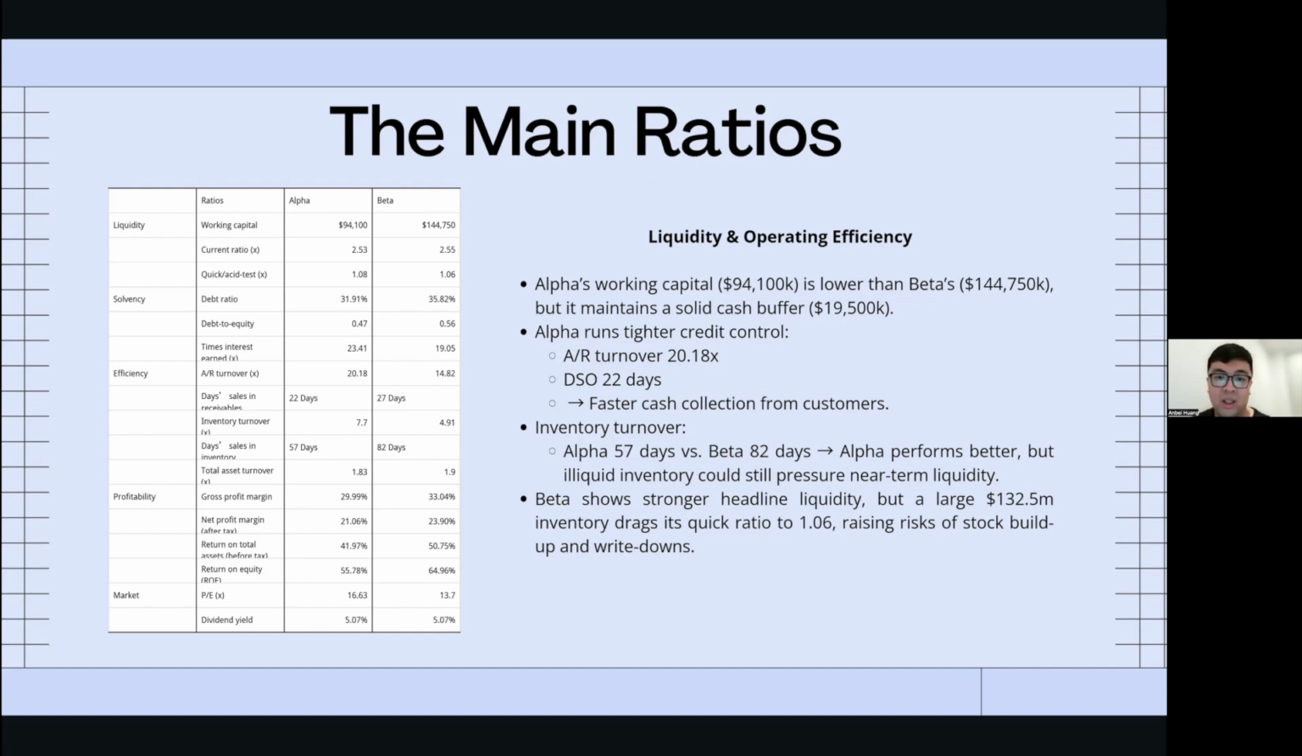However, if its inventory becomes harder to sell, short-term liquidity could still face pressure. Beta appears more liquid on paper, but a large amount, like 132 million in inventory, weighs on its quick ratio and poses a risk of stock building up.